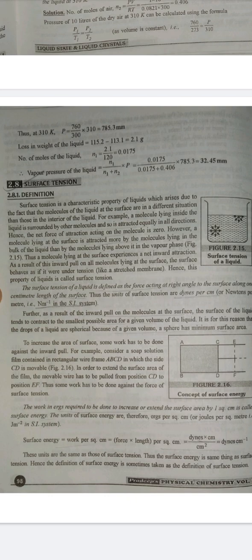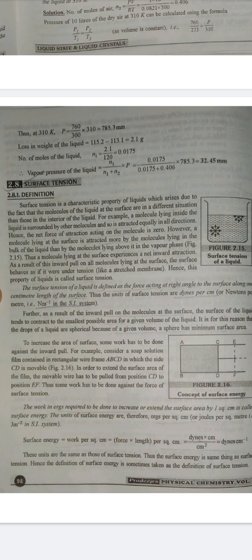For example, a molecule lying inside the liquid is surrounded by other molecules and so is attracted equally in all directions, since the net force of attraction acting on the molecule is zero. However, a molecule lying at the surface is attracted more by the molecules lying in the bulk of the liquid than by the molecules lying above it in the vapor phase. Thus, a molecule lying at the surface experiences a net inward attraction. As a result of this inward pull, all molecules lying at the surface behave as if they were under tension, like a stretched membrane. Hence, this property of liquids is called surface tension.